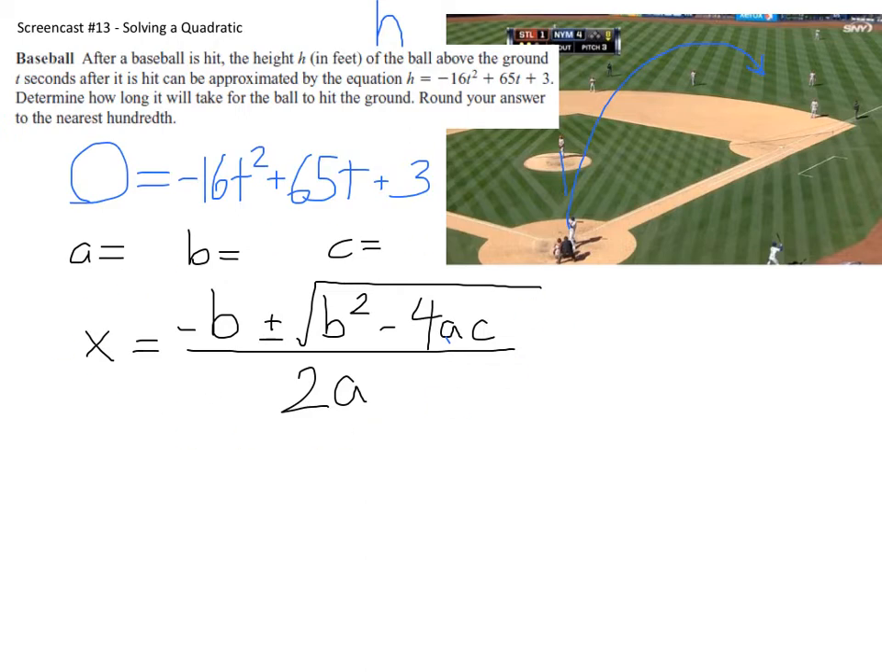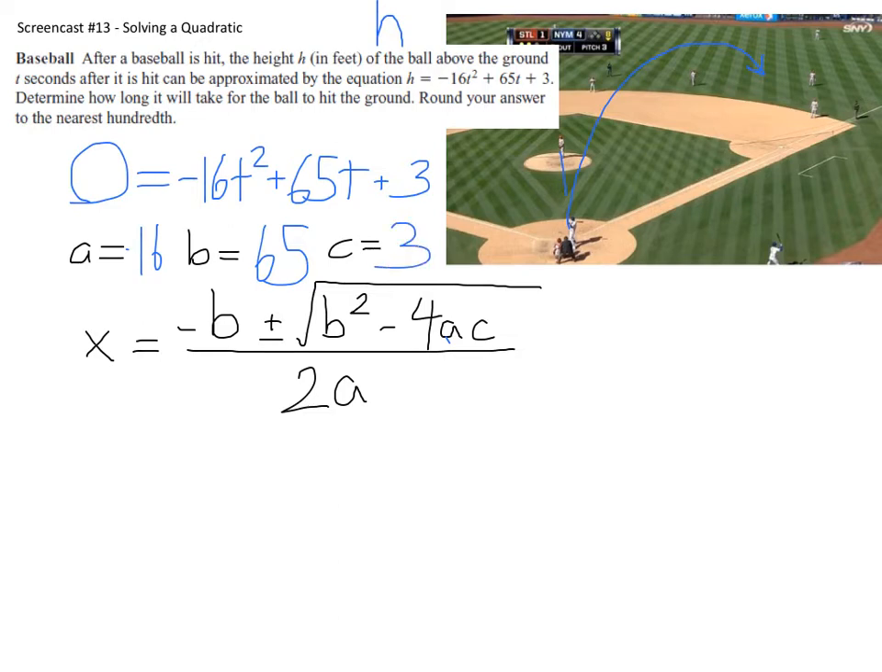So let's do just that. We have to establish what is a, b, and c here. Well, it looks like a, which is the coefficient of the t squared, is negative 16. Please note that is a negative 16. And the coefficient of b is a positive 65. And c, the constant, is nothing more than 3.